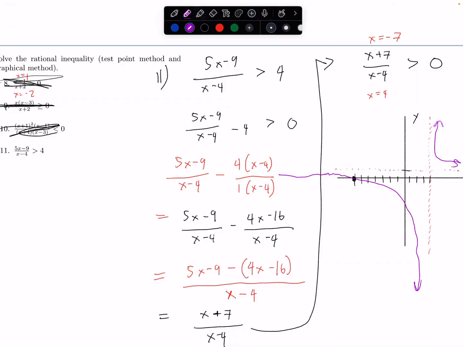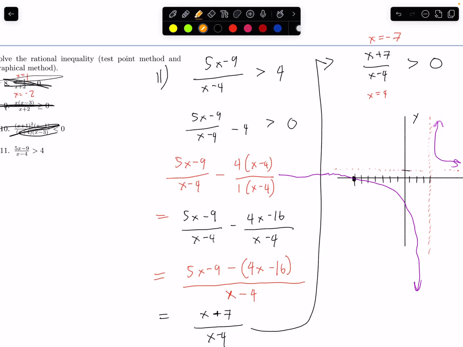So now answering the question, where is it going to be bigger than 0? It's going to be bigger than 0 to the left of that point there, which is negative 7, and then forever after 4. You can confirm that analytically if you want, but I said I already have the answer, and I was allowing myself to choose either method, so let's just do this method.